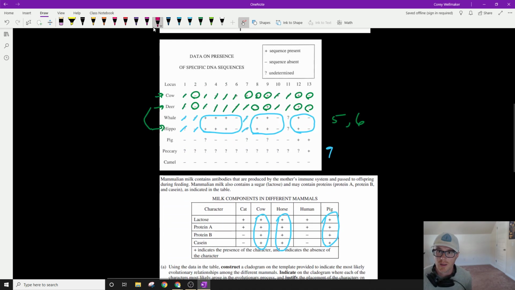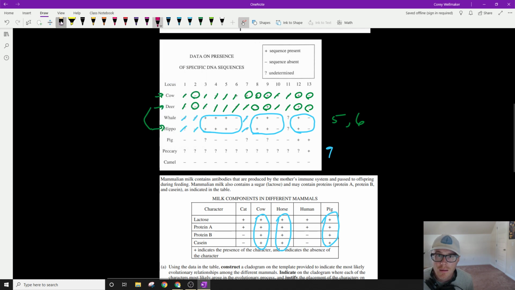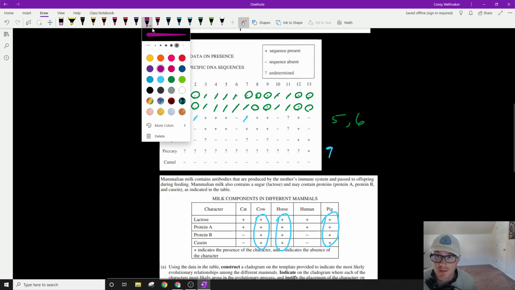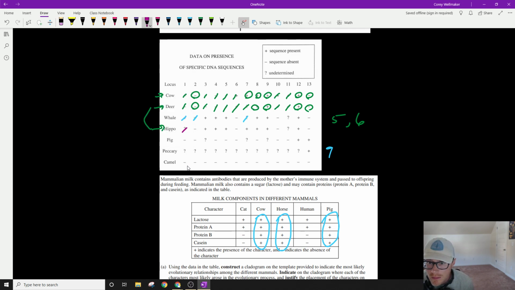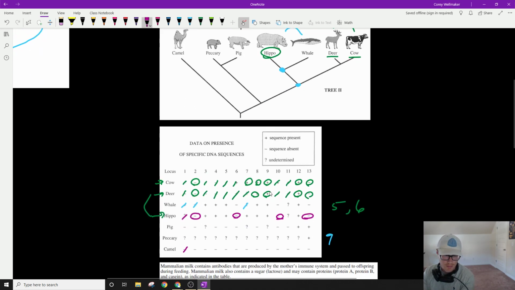So let's compare the hippo and the camel. We need to see more than 9 in order for the top cladogram to make sense. Basically, everywhere there's a minus, there's a similarity, because the camel is all minus. So this is definitely not more than 9. This is only 4. Right, so this top cladogram just isn't making sense based off of this data.